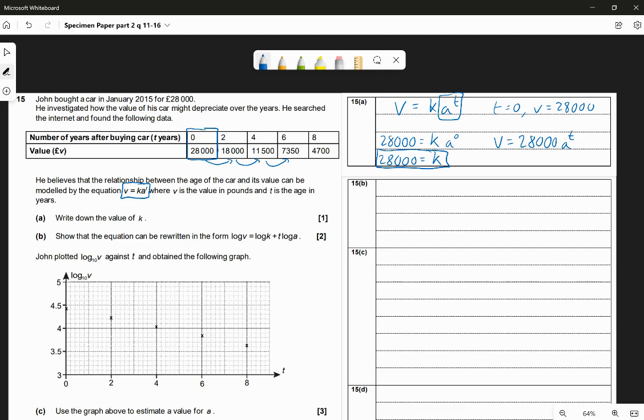plus T log A. So, part B, if I have V equals K A to the power of T, in order to rewrite it in log form, I simply take logs of both sides. So log V equals log of all of K times A to the power of T. I can split up the right-hand side into two separate logs because one of my log laws is that log of AB equals log A plus log B.